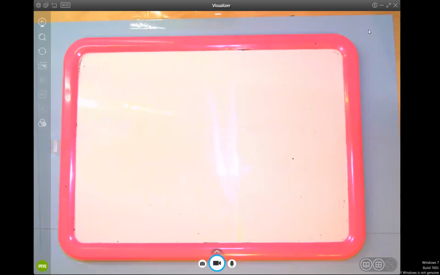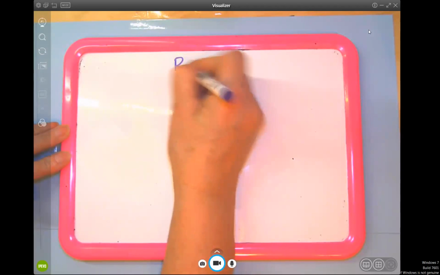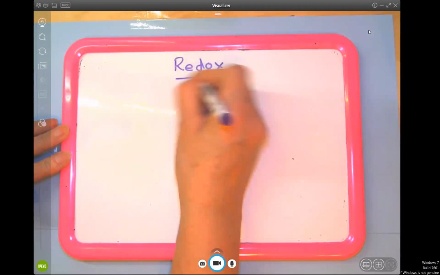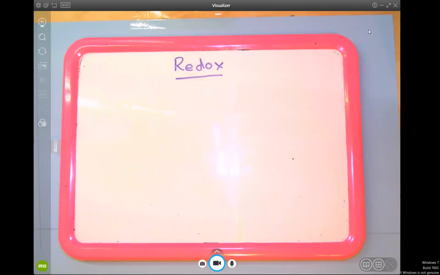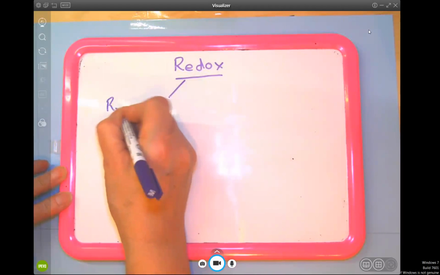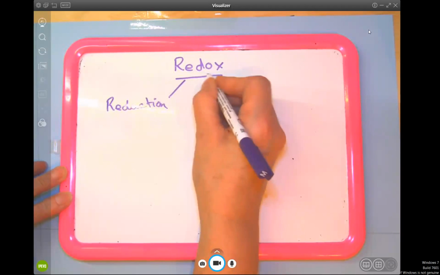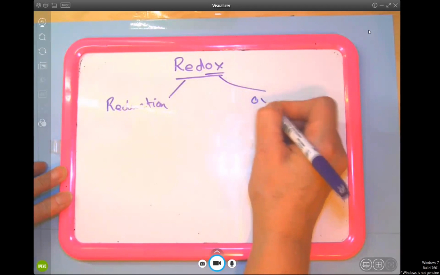So what I'm going to talk about today is redox, the term redox. So what does redox mean? It's a concatenation. That means it's a word that's made of two words that have been joined together. The red part of it is reduction, and the ox part of it is oxidation.